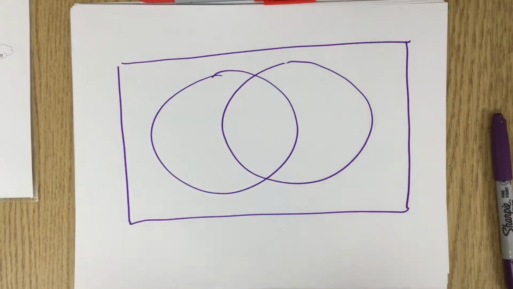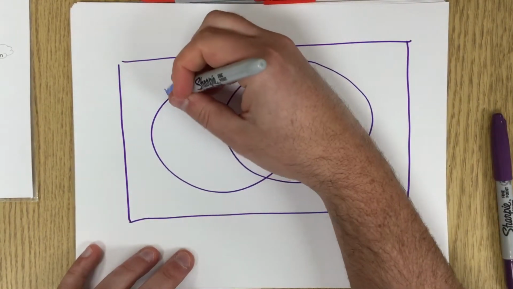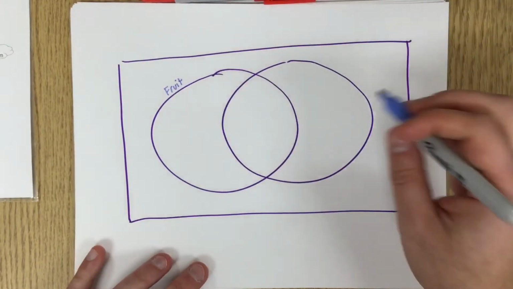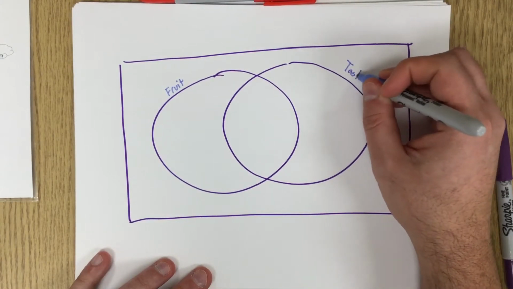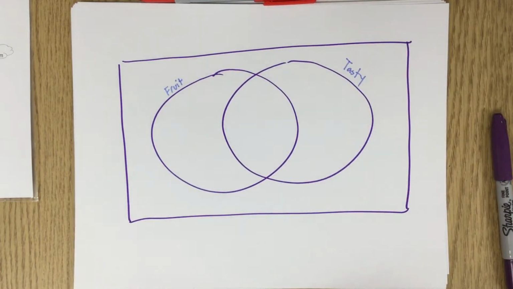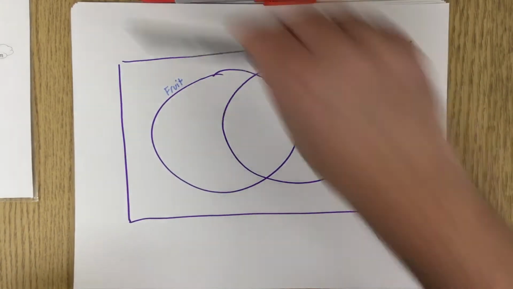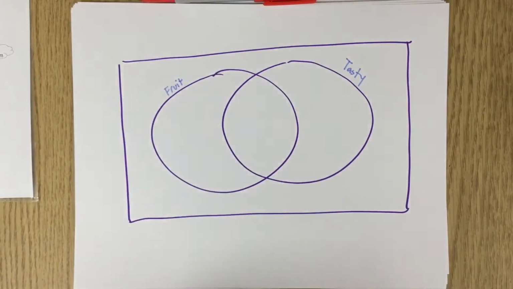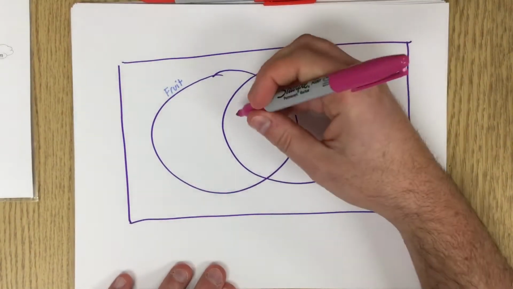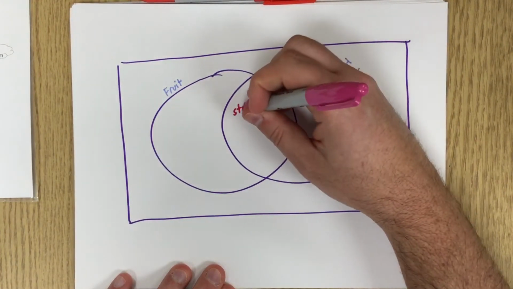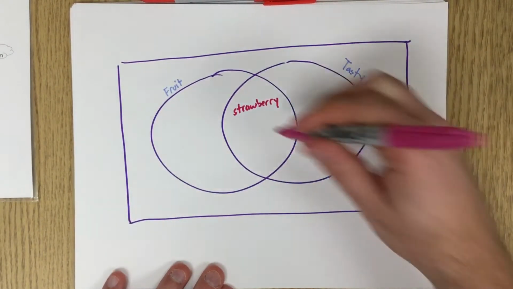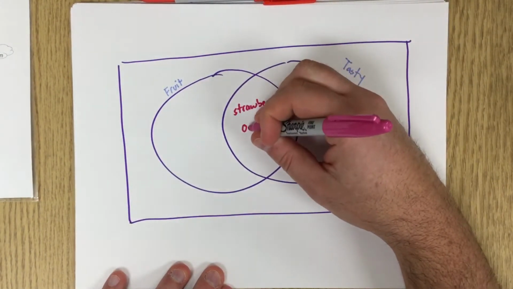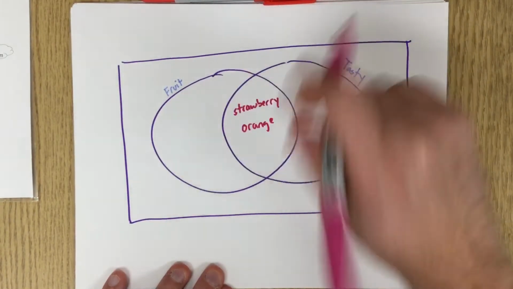We're going to have some labels. So I'm going to say that everything in this circle is going to be a fruit, and everything in this circle is going to be tasty. So, given that, let's have a fruit that's tasty. For example, strawberries. So strawberry would go over there. It's in the fruit circle and it's in the tasty circle. Oranges, in the fruit circle and the tasty circle.